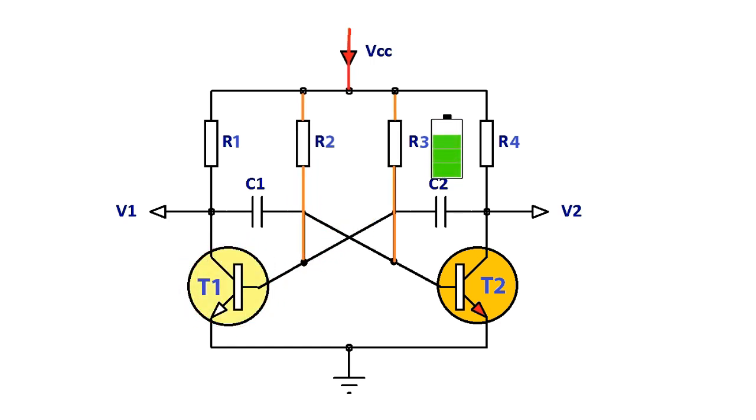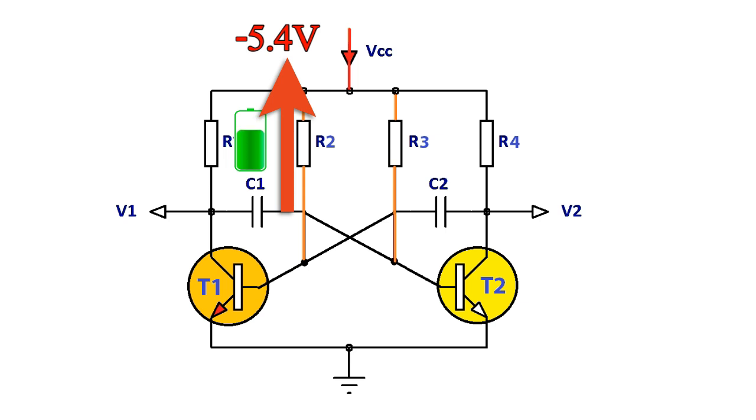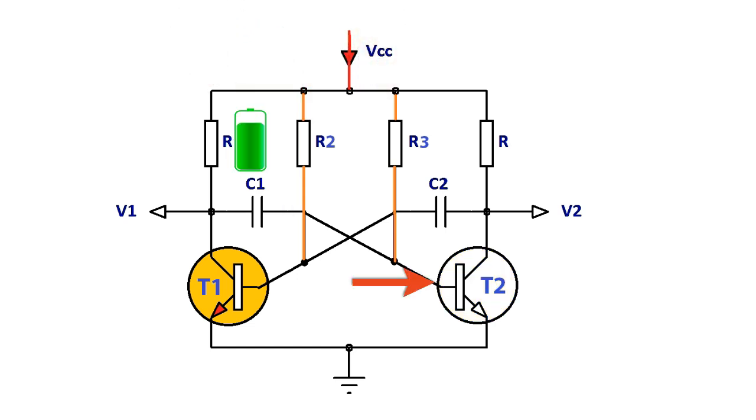The instant that transistor TR1 switches on, plate A of the capacitor, which was originally at VCC potential, immediately falls to 0.6 volts. This rapid fall of voltage on plate A causes an equal and instantaneous fall in voltage on plate B. Therefore, plate B of C1 is pulled down to negative 5.4 volts, a reverse charge, and this negative voltage swing is applied to the base of TR2, turning it hard off. One unstable state.